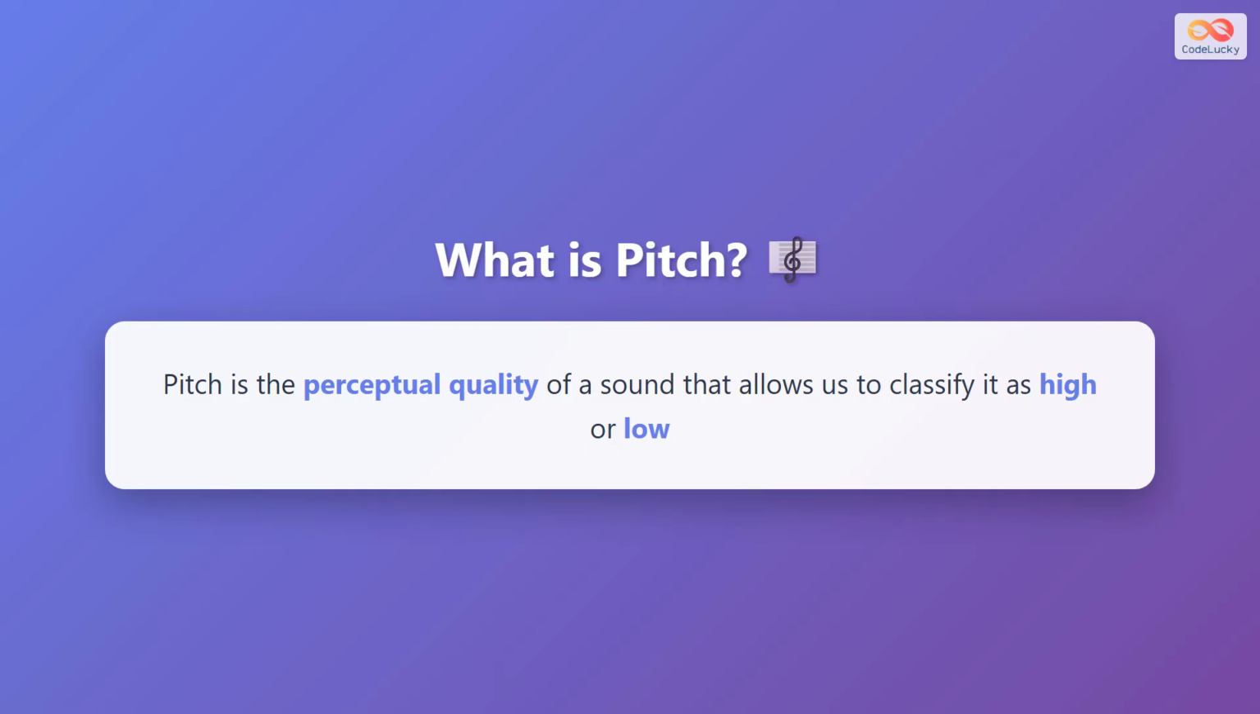So, what exactly is pitch? Pitch is the perceptual quality of a sound that allows us to classify it as high or low. It's how our ears and brain interpret whether a sound feels sharp and shrill or deep and rumbling. Think about the difference between a whistle and a drum. The whistle has a high pitch, while the drum has a low pitch. This classification helps us distinguish between different types of sounds in our environment.